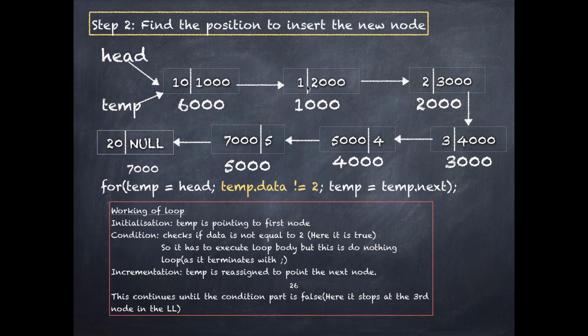Again it checks temp.data is not equal to 2. Condition is true. So again it goes to the do nothing loop and increments a pointer, or moves the pointer to the next node. So temp equal to temp.next. Clear? So now I have this node. Now I am checking temp.data not equal to 2, but temp.data is equal to 2, right? So the condition becomes false and it exits the for loop. Okay, so when the for loop is exiting, the temp is pointing to the node with value 2. So that explanation is given here in this box.